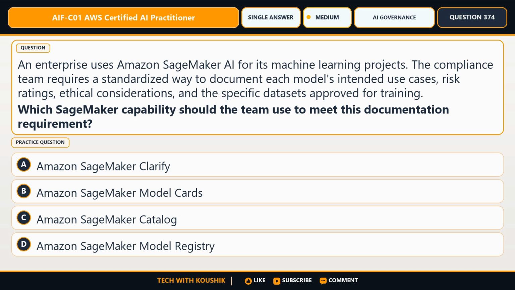Check each option against the exact requirement. Choice A, Amazon SageMaker Clarify. Choice B, Amazon SageMaker Model Cards. Choice C, Amazon SageMaker Catalog. Choice D, Amazon SageMaker Model Registry.